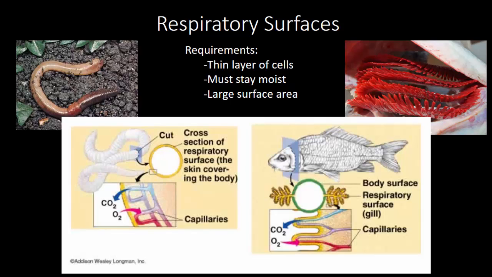Examples of respiratory surfaces include the skin of worms, frogs, and salamanders, or even the gills of a fish. This is why organisms like worms and frogs are wet to the touch. Their skin is a respiratory surface. If they dry out, they risk suffocation and desiccation.